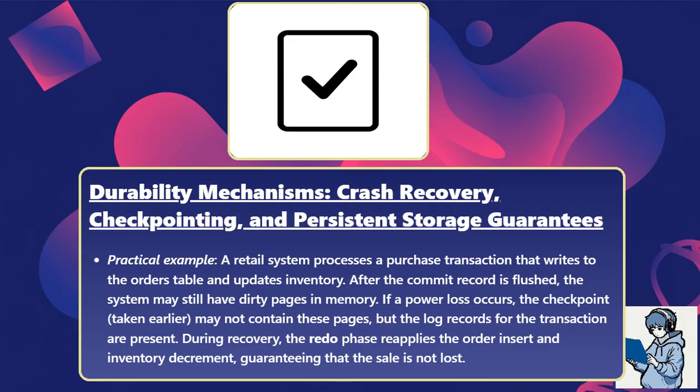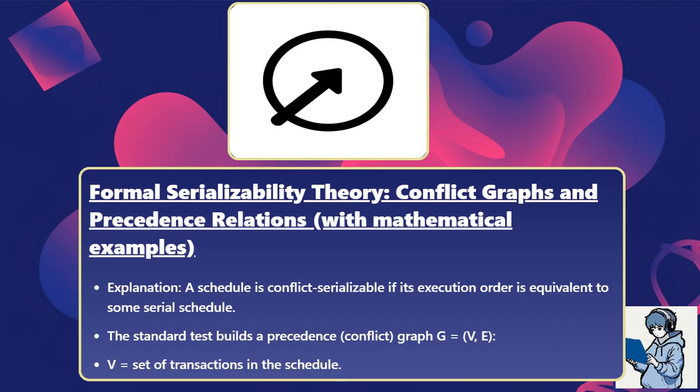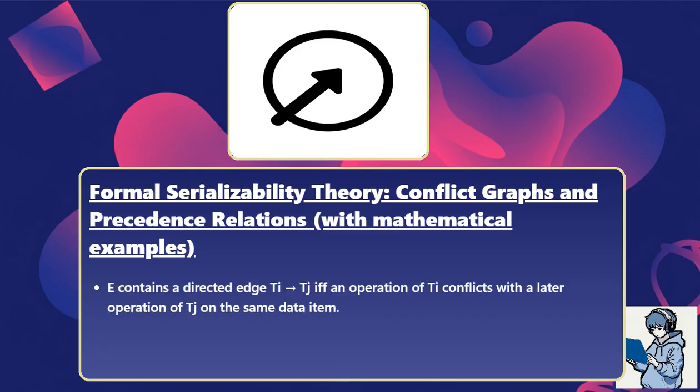Explanation: a schedule is conflict serializable if its execution order is equivalent to some serial schedule. The standard test builds a precedence conflict graph, G = (V, E): V equals the set of transactions in the schedule. E contains a directed edge Ti → Tj if and only if an operation of Ti conflicts with a later operation of Tj on the same data item.